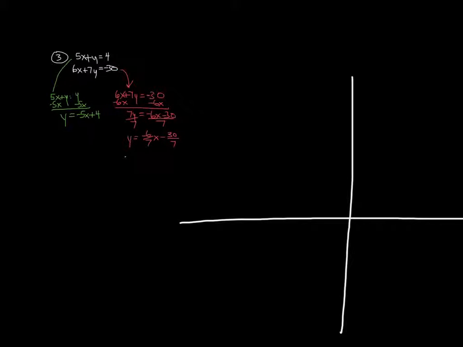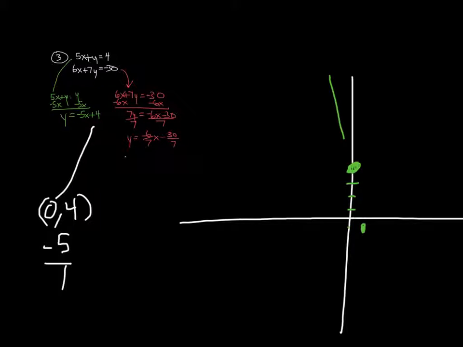So we'll look at a graph here. And for the left equation, we know that it goes through 0, 4, and that the slope is negative 5 over 1. So 0, 4, let's do that in green. 1, 2, 3, 4. So 0, 4 is going to go about right there. And then from there, we're going to go down 5 over 1. So down 5 and then over 1 would be about right there.